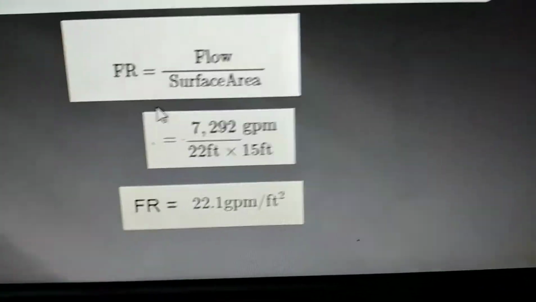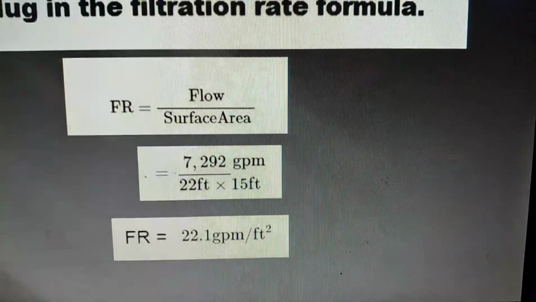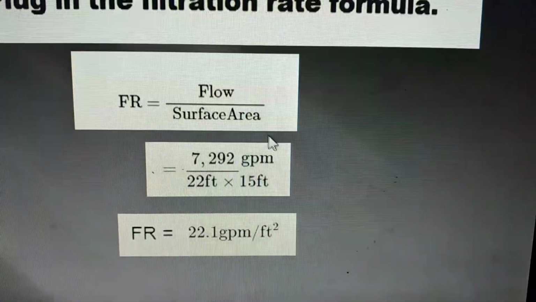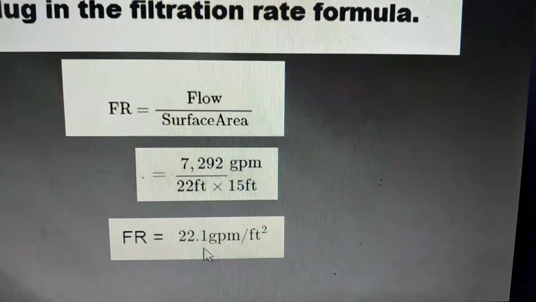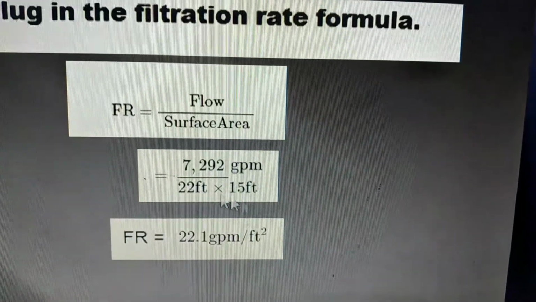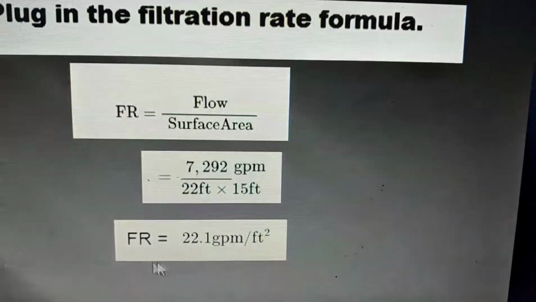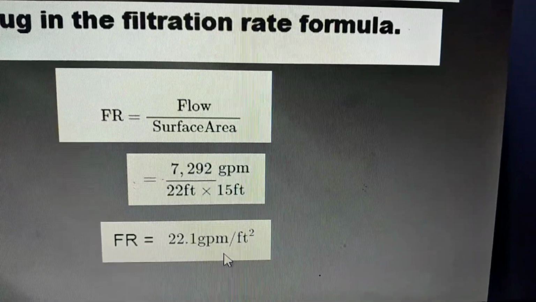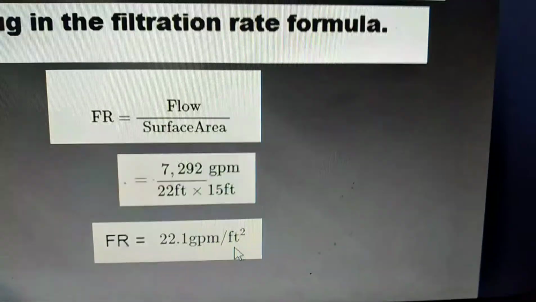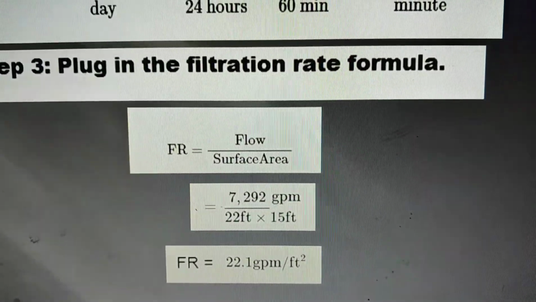So, our answer now, when we divide 7,292 by 330, our filtration rate is 22.1 gallons per minute per square foot. So, always remember that the unit for filtration rate is gallons per minute per square foot, instead of million gallons per day. So, that's it.